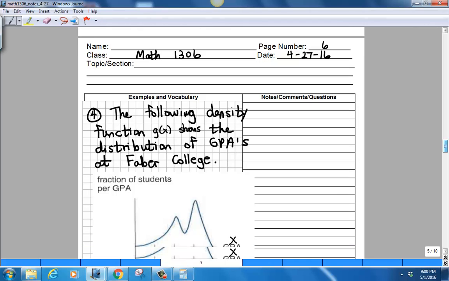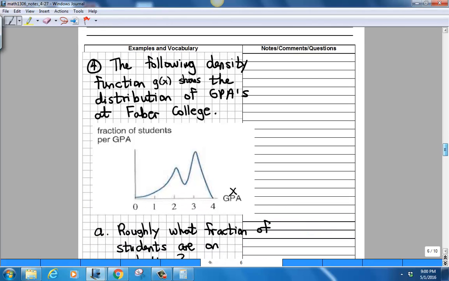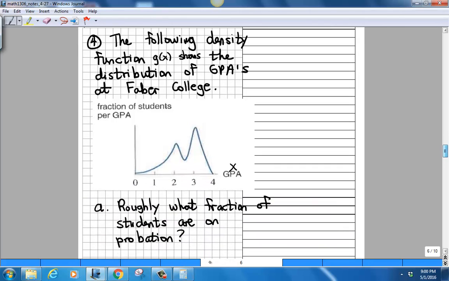I think I've got one more example here. This density function, which we're calling g of x, represents the distribution of GPAs among students at Faber College. You can look up on Google and see why I chose Faber College. That's a famous fictional college from the movies.